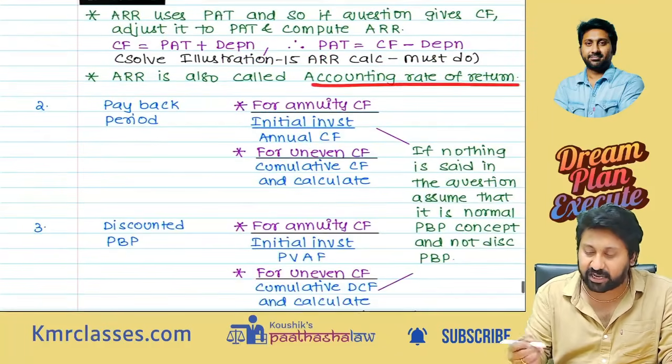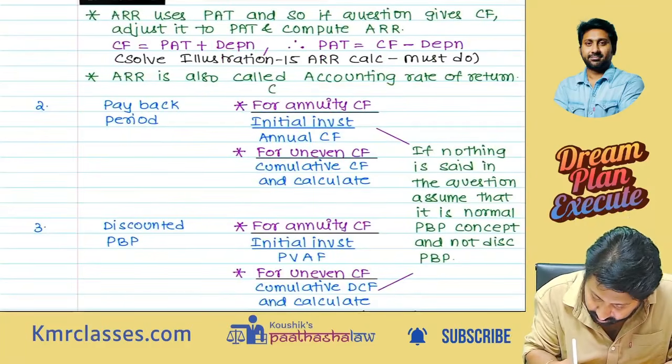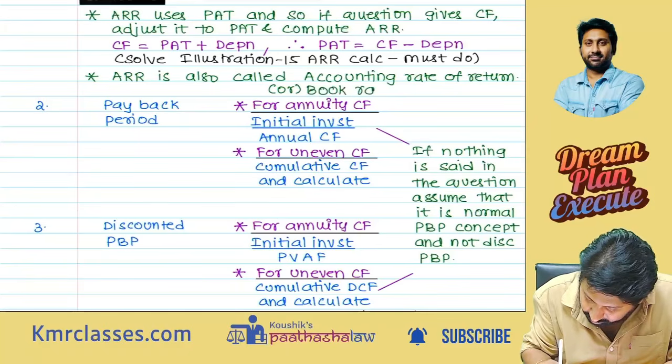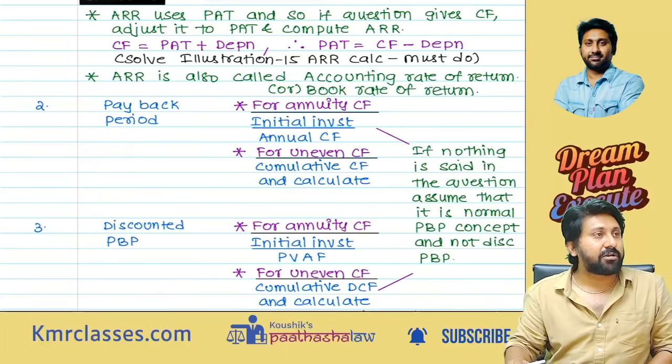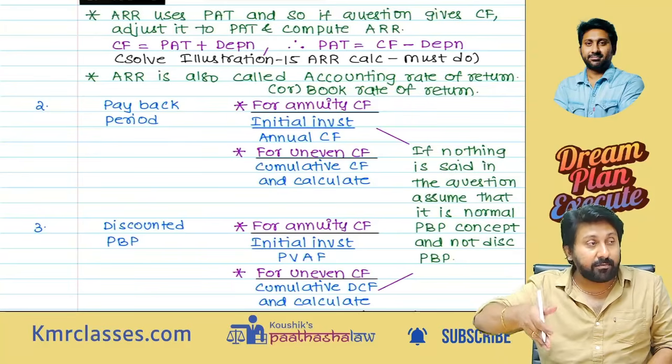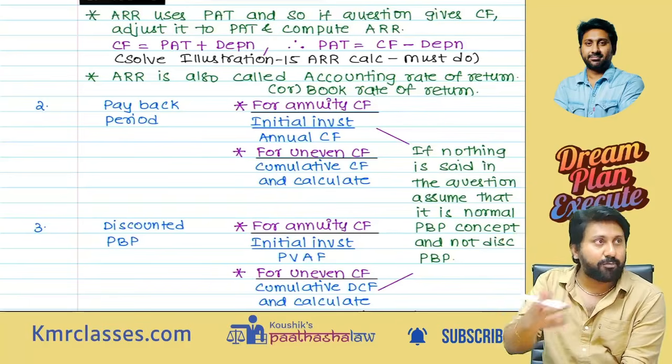ARR is also called accounting rate of return, also called book rate of return. Why is it called book rate of return? Because the return is calculated as per the accounting books. That's why it is accounting or book rate of return.